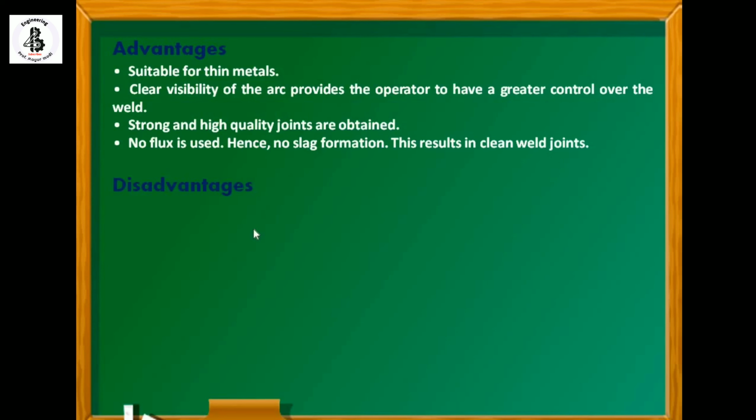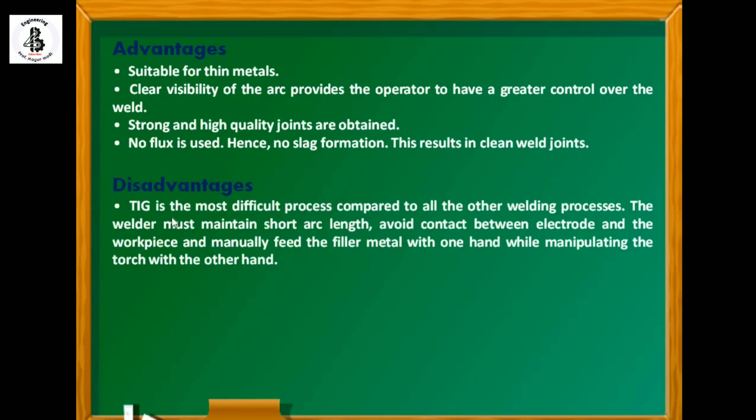Some of the disadvantages. TIG is the most difficult process compared to all other welding processes. The welder must maintain a short arc length, avoid contact between the electrode and the workpiece material, and manually feed the filler metal with one hand while manipulating the torch with the other hand. So that creates difficulties for an operator, and at that time a skilled operator is required.